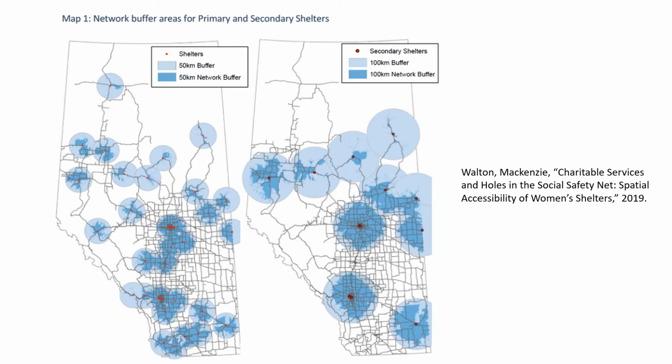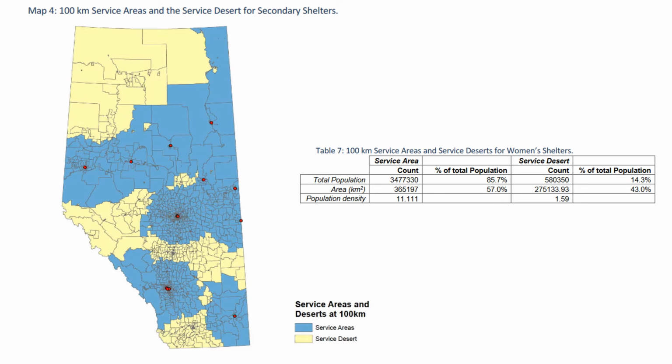Side note, the title of Mackenzie's research project is a very good example of the whole content, methods, and results format we were talking about earlier. Mackenzie described what he called service deserts, areas of the province without available women's shelters. 43% of the province exists in a service desert. And inside those deserts live 14% of all Albertans. The public policy implications for this are huge.